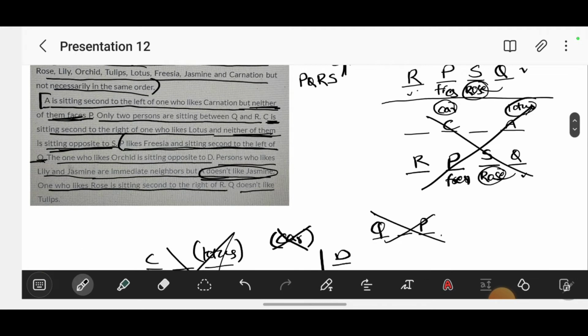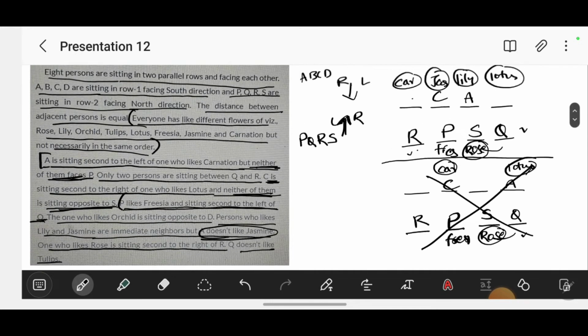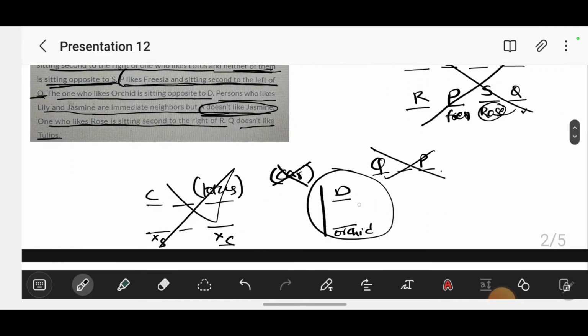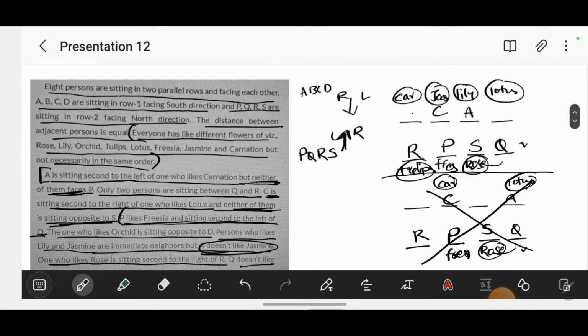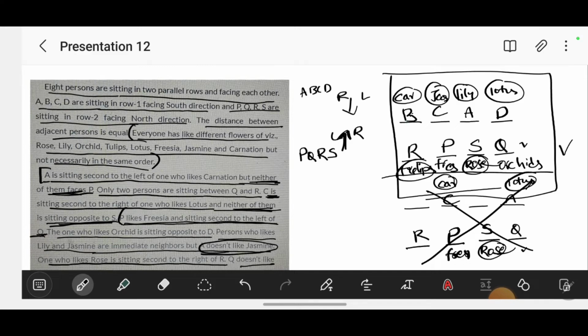Go with the question. Q doesn't like tulips, which means R likes tulips. And we also have information here: D is opposite to orchid. So if D is here, there are already tulips here. So take D here, orchids here, and B here. So this is the case. Take it. Next question.